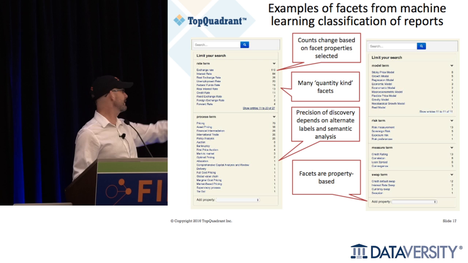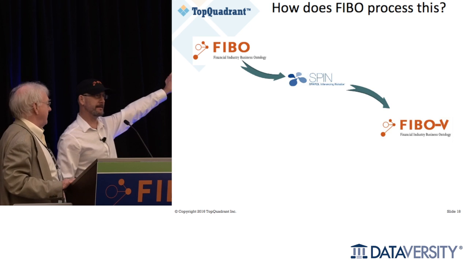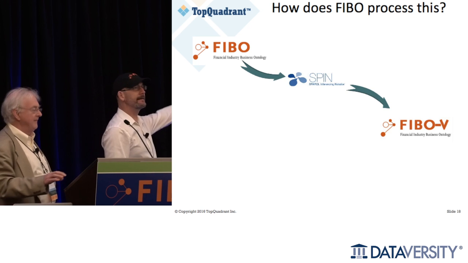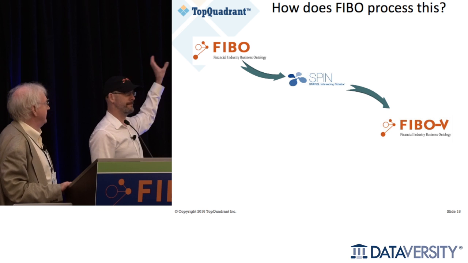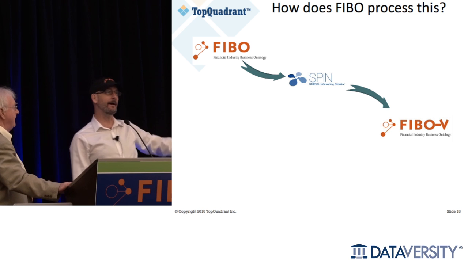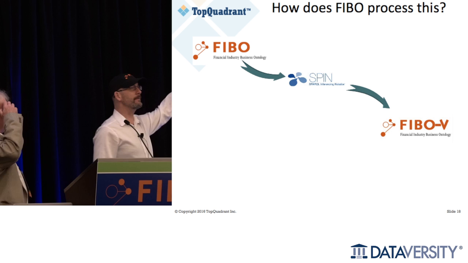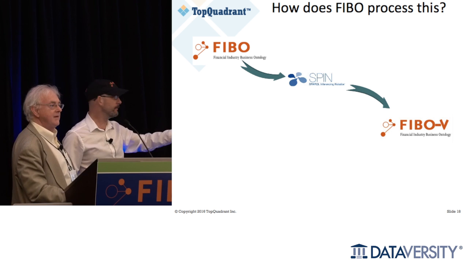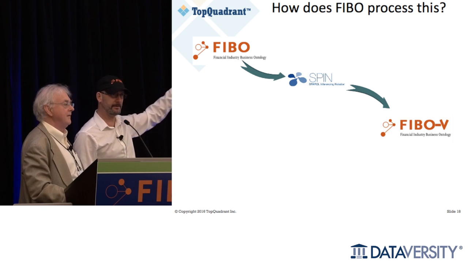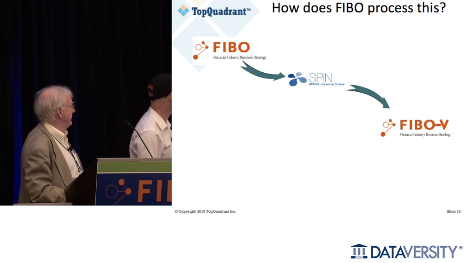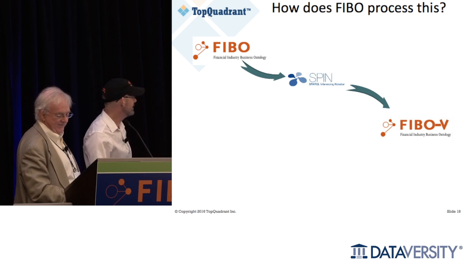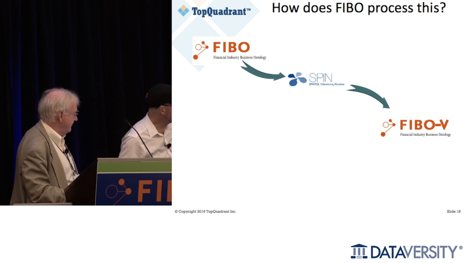This is part of the reason why we are doing a terminology effort inside of FIBO. And this is a very simple diagram. We have FIBO, the one that my hat is about. That is an ontology in OWL. It's passed all the DL tests. We're very rigorous about that. Then we have the FIBO vocabulary effort, which is actually being implemented in SPIN.